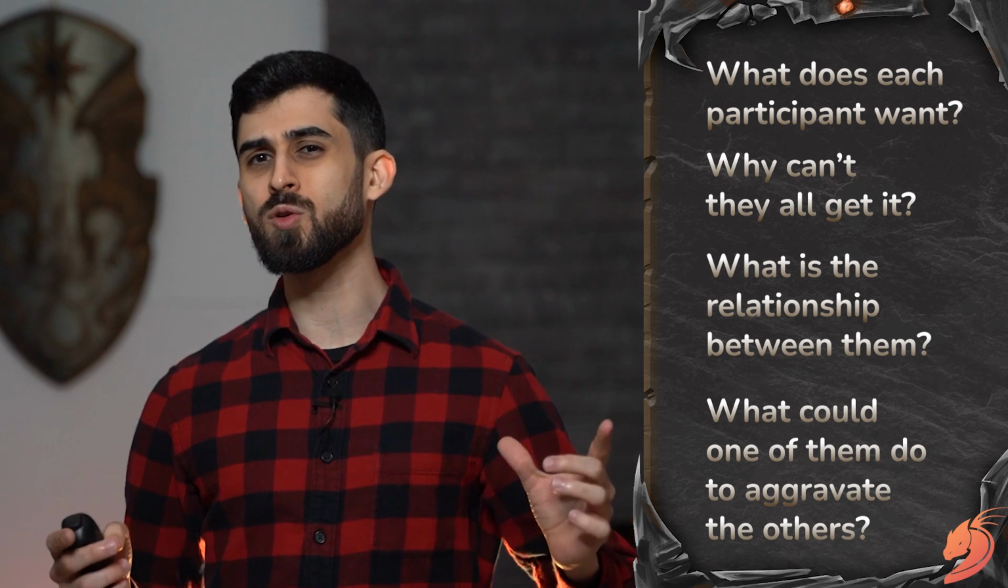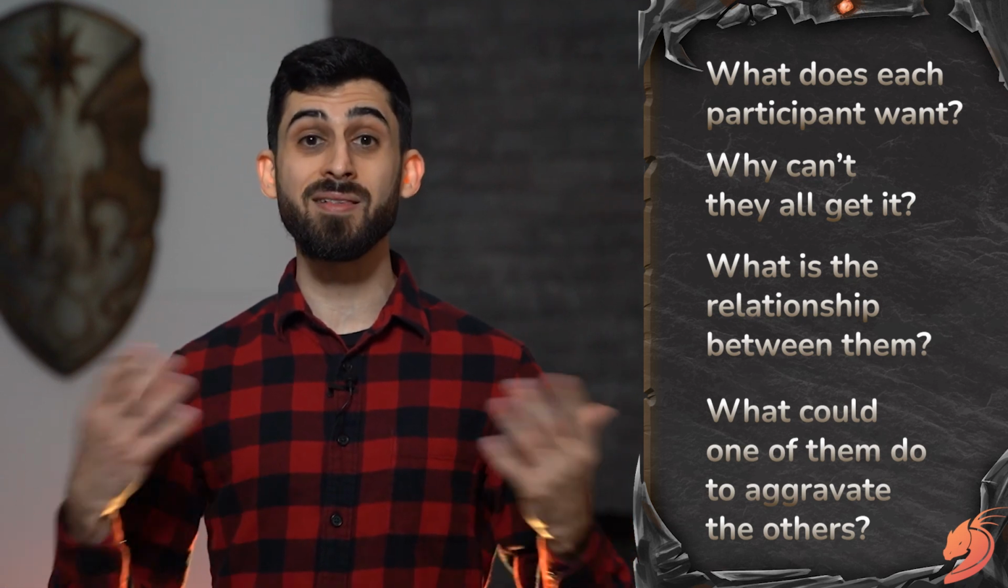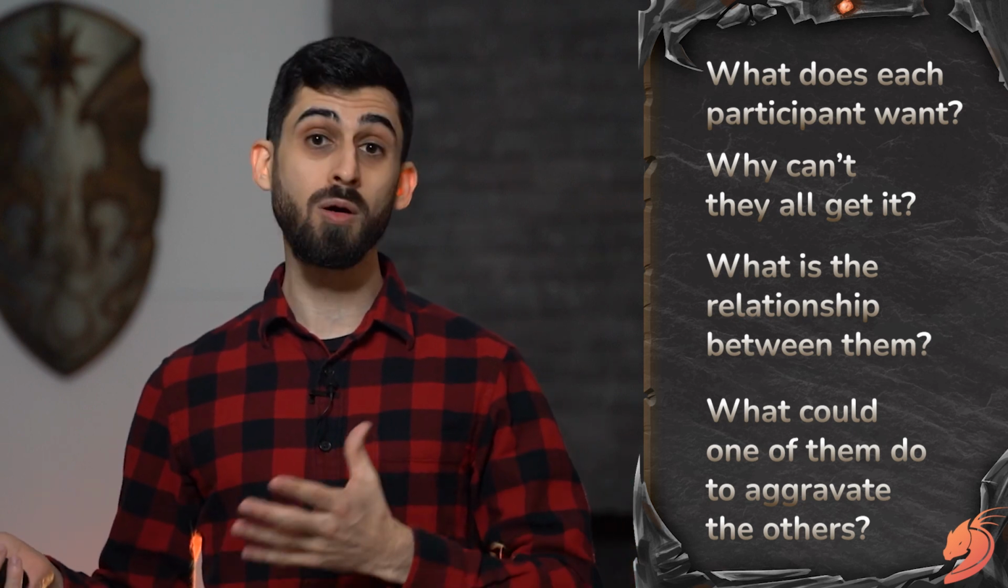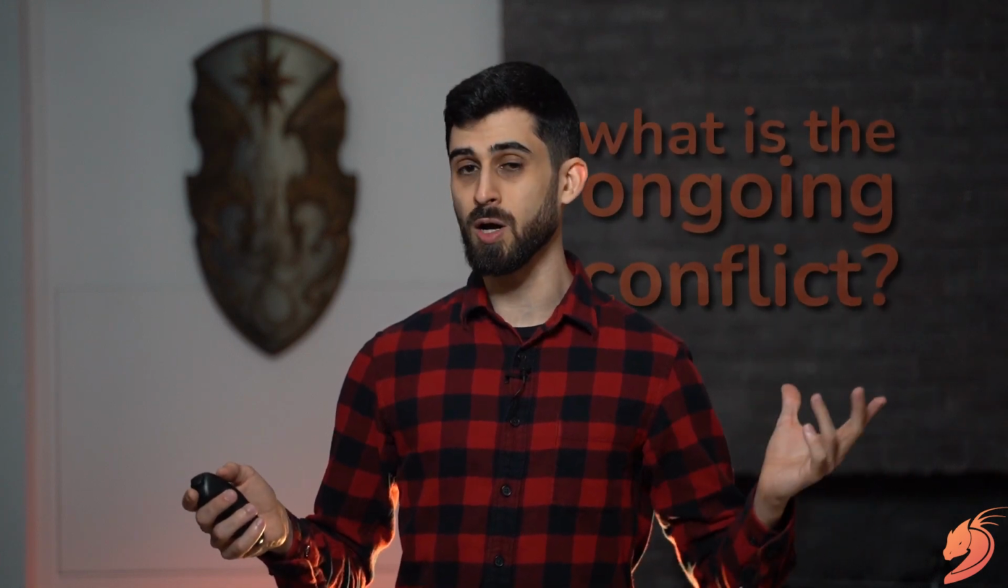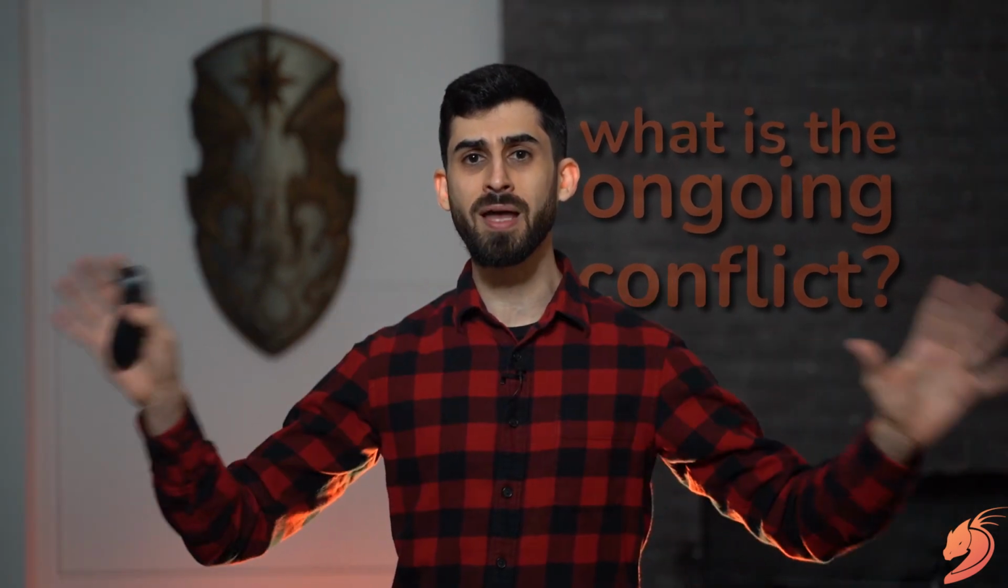What could one of them do to aggravate the others? If we find it difficult to come up with an inciting incident, we should try to develop our factions further, or bring in new ones. Once we have our inciting incident, we can use it to ask, what is the ongoing conflict? Conflict moves the story. It is the source of all narrative threads.